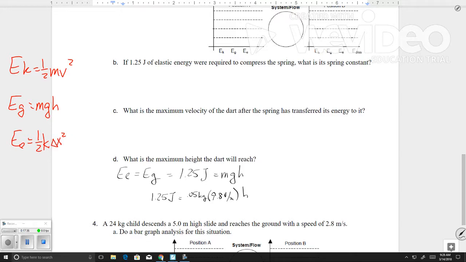And what I'll do is divide both sides by this quantity here, 0.05 kg times 9.8 newtons per kilogram. These cancel out, and I'm left with h equals 2.55 meters, if I do these calculations here: 1.25 over the quantity 0.05 times 9.8.